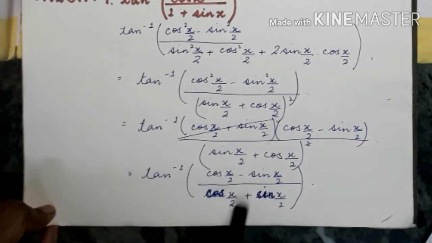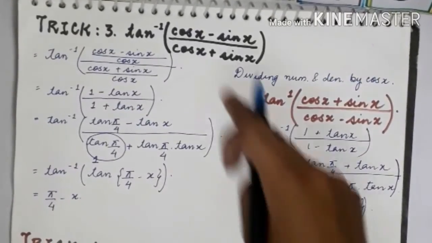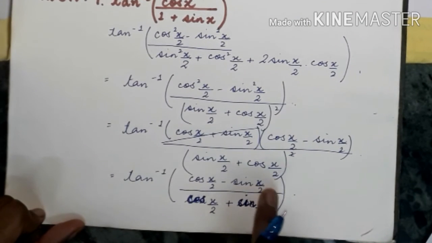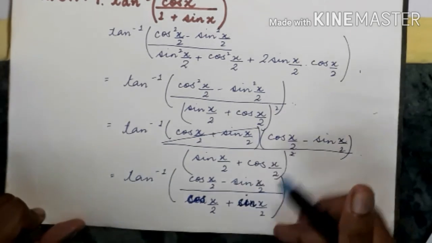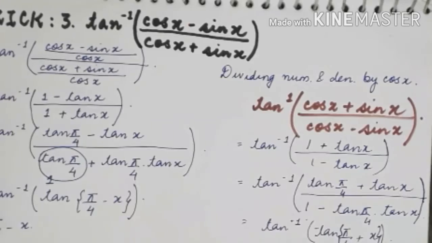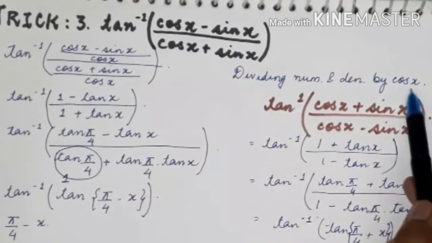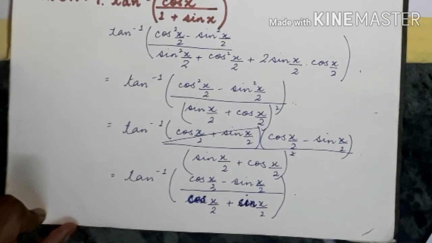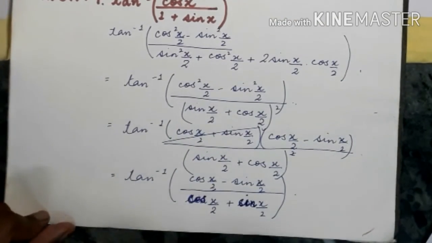See, this is what we have learned in the previous question: cos x minus sin x upon cos x plus sin x. Here it is cos x by 2 minus sin x by 2 upon cos x by 2 plus sin x by 2. Just the difference in the angle, which does not matter. So now proceed the same way. Divide numerator and denominator by cos x by 2 in this case, because here the angle is x by 2. There the angle was x, so we divided by cos x. Then proceed the same way and get the answer.